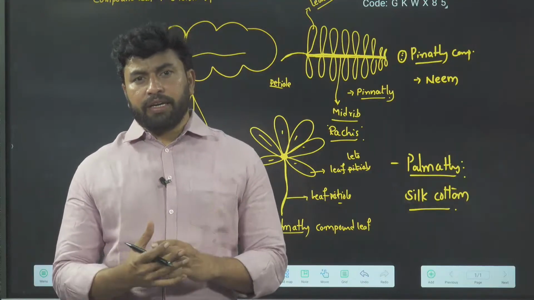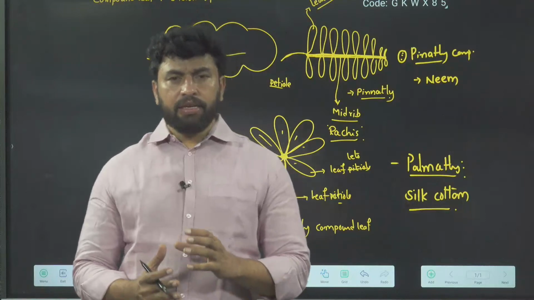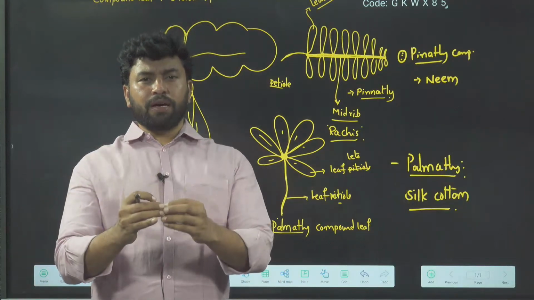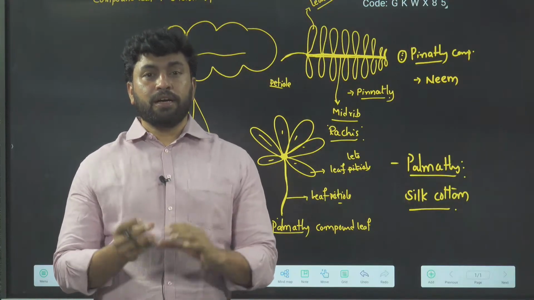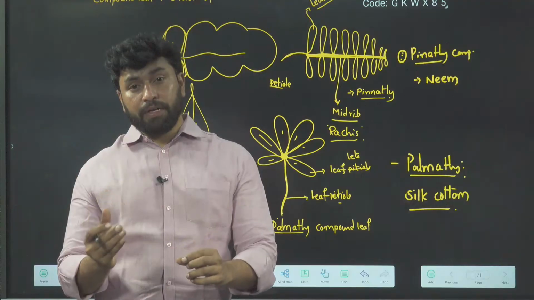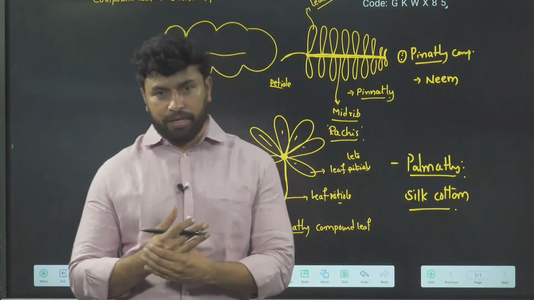If you take palmately compound leaf, there you don't see rachis. On the tip of the petiole, all the leaflets will come and attach to a common point. This arrangement is called palmately compound leaf, in case of silk cotton or bombax mori.